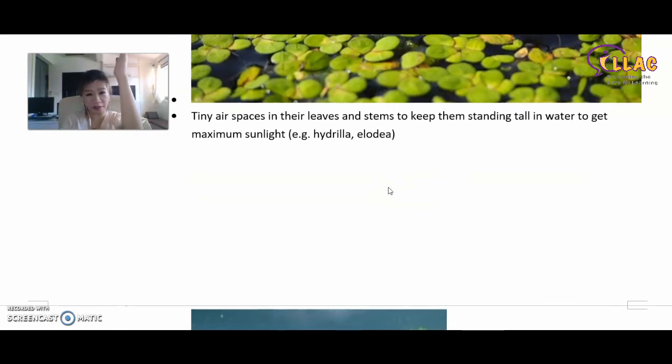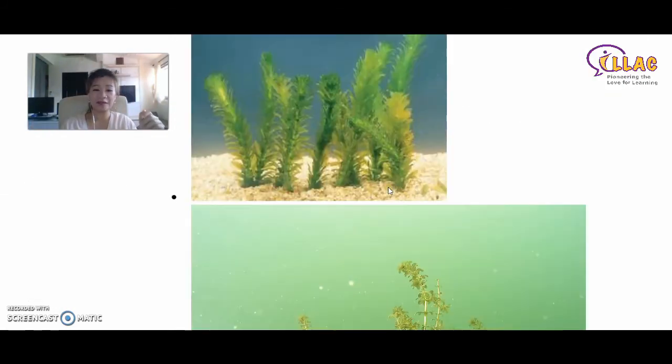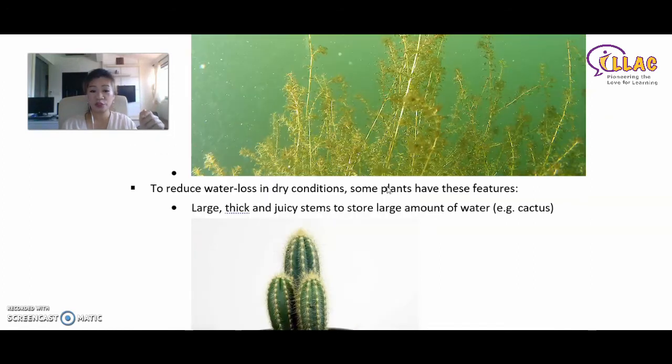Their roots are in the bed of the pond or the water feature over there. Their roots are deep inside the soil, but they actually stand up because of the air spaces in their leaves and stems. To reduce water loss in dry conditions, for example, desert, some plants have special features as well. They have large, thick, juicy stems to store a huge amount of water.